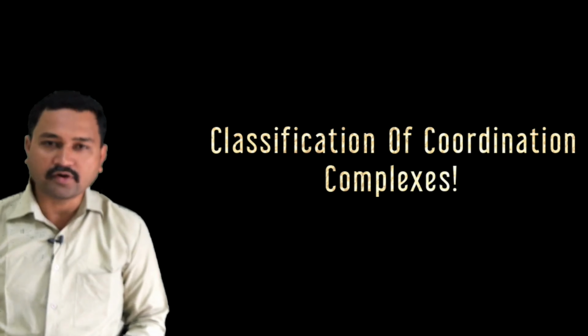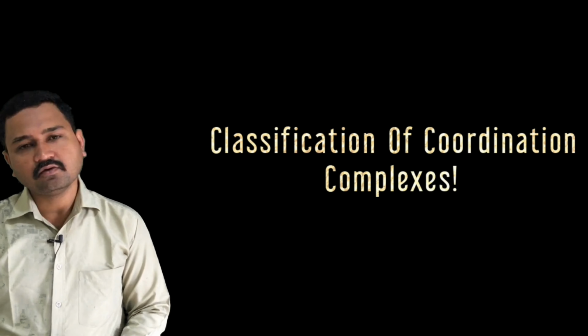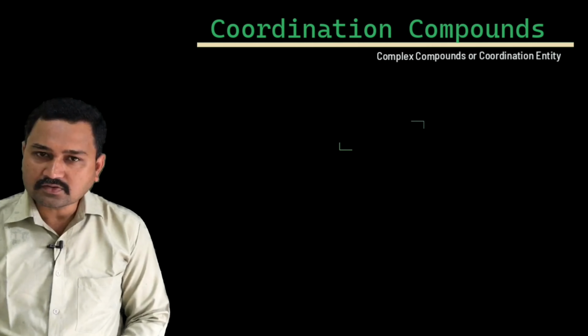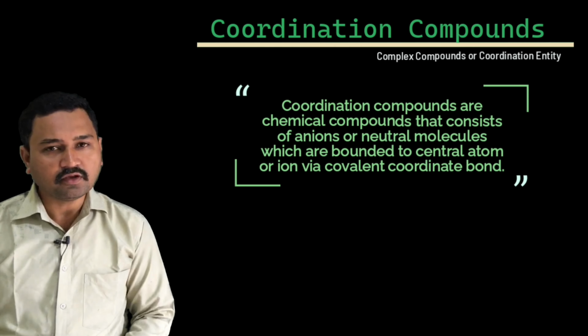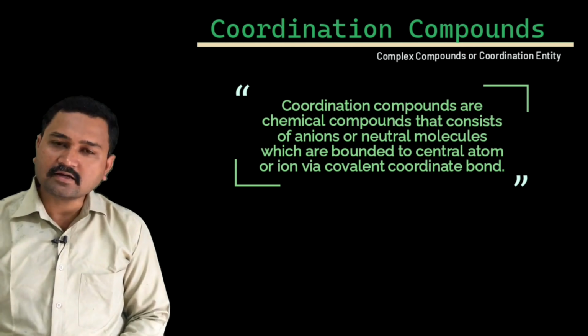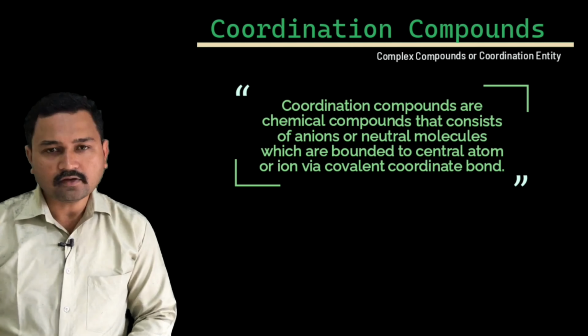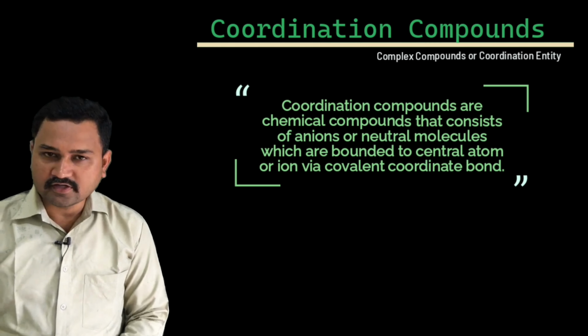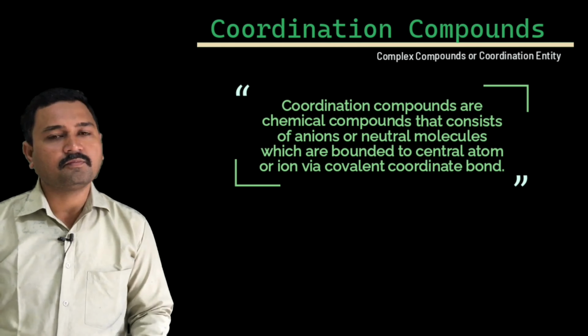Now in today's lecture, we are going to learn about the classification of coordination complexes. In the previous lecture, we have learned that the chemical compounds which consist of anions or neutral molecules bonded to the central metal atom or ion through a covalent coordinate bond are known as a coordination compound or complex compound, or simply the coordination complex. We have studied different examples of coordination compounds in that lecture also. Now in today's lecture, we are going to learn the classification of these coordination complexes in detail. So let's get started with this video.